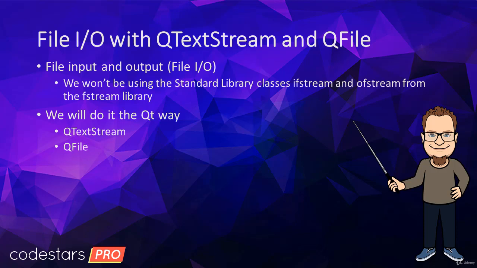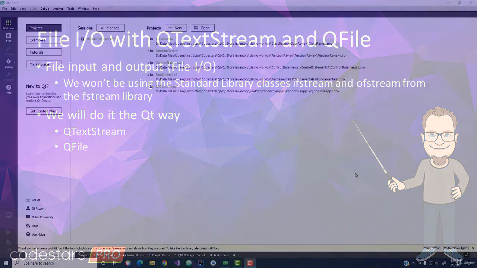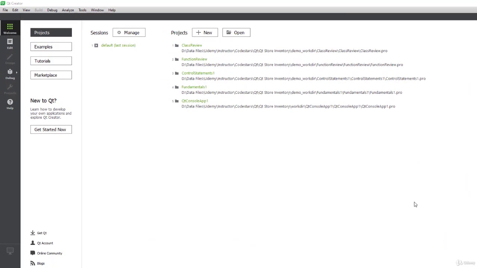In this lecture, we will explore how to work with files, including file input and output, often called file I/O. Even if you're familiar with the standard C++ libraries and classes for working with files, such as the ifstream and ofstream classes and the fstream library, don't skip this section. We will explore the more Qt way of doing things using the QTextStream and QFile classes. To start, let's create a new project called File Practice, write some code, and discuss it as we go along.